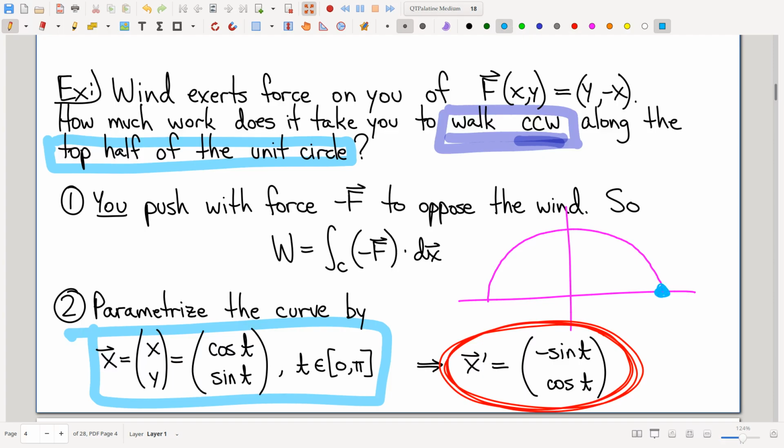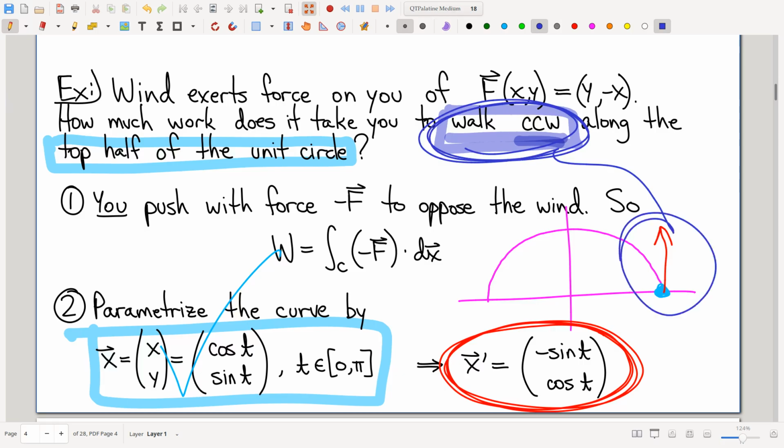At t equals 0, my location is here per my parameterization. My velocity vector, here's a formula for it. I can just plug in t equals 0, the same t that gave me this point, and see what my velocity vector is. It ends up being straight up. And that shows you that we guessed right here, we got lucky. We are indeed going counterclockwise around that curve.